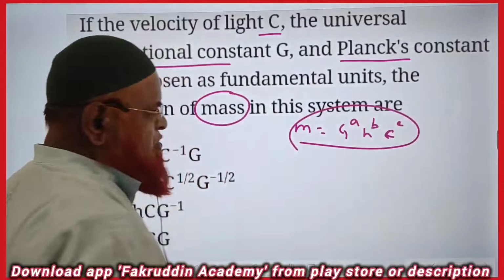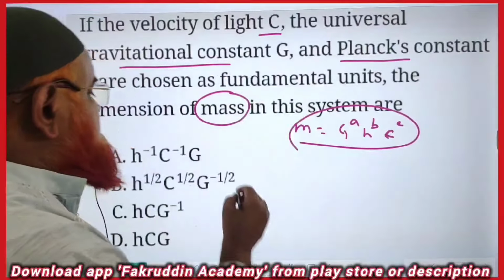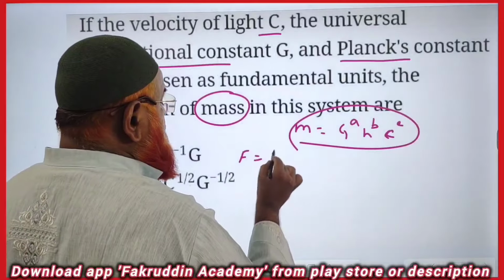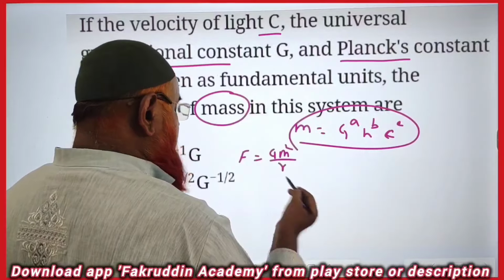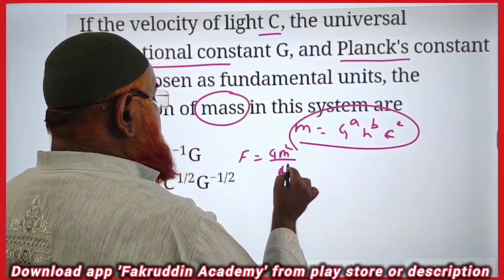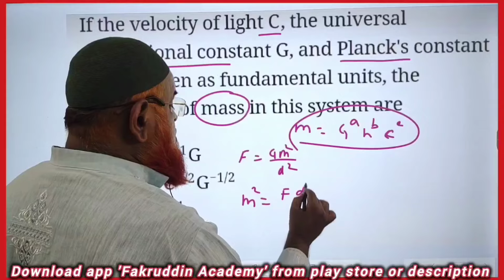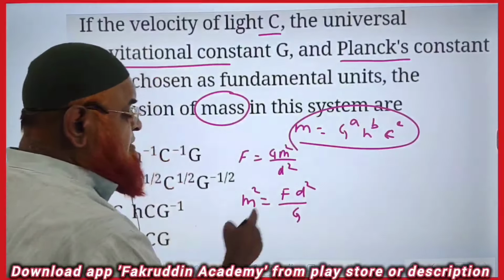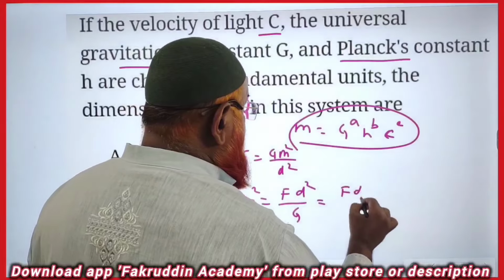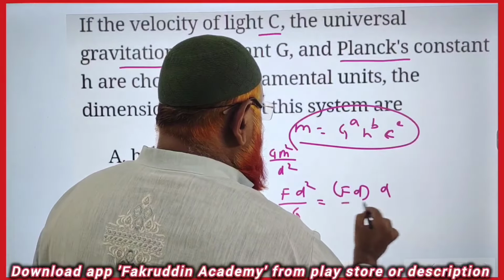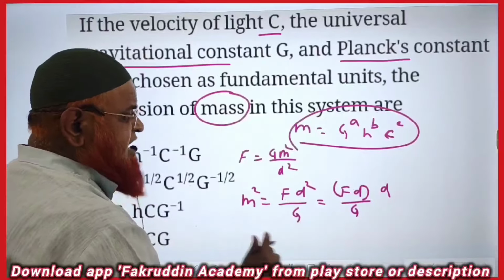So if you use this method, you are going to waste a lot of your time. I've got a simple shortcut for this. Let me discuss it now. You all know F is equal to G M1 M2, or G M square by R square, or you can take D square, whatever it may be. So I am taking M square is equal to F into D square by G. And F can be considered F into D by G. You can write like this, isn't it?